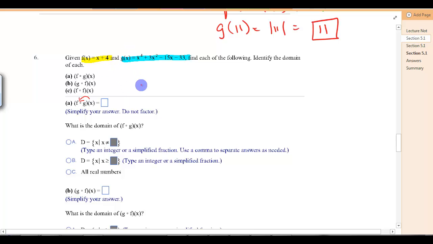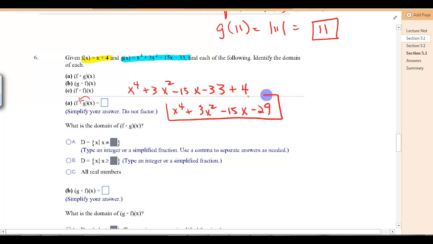So let's do that here. We've got x to the 4th plus 3x squared minus 15x minus 33. That's that x there, and then plus 4. So your ultimate answer would be x to the 4th plus 3x squared minus 15x minus 29. What is the domain? All real numbers, because there's not a problem. We don't have any restrictions.